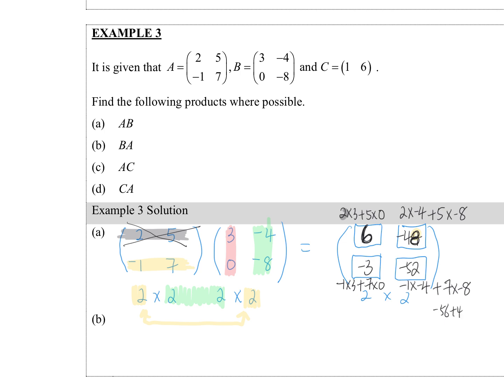Okay, so this is how you find your matrix multiplication. So it's always row times column, but you don't jump around. You settle the first row first, then you go to the second row and then settle it again. So it's always like that.